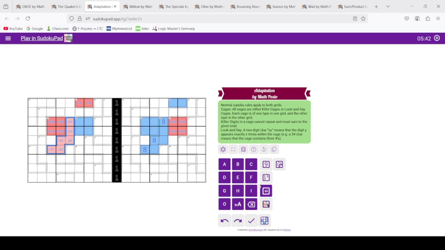So this is a 987653 cage. These are not 7.